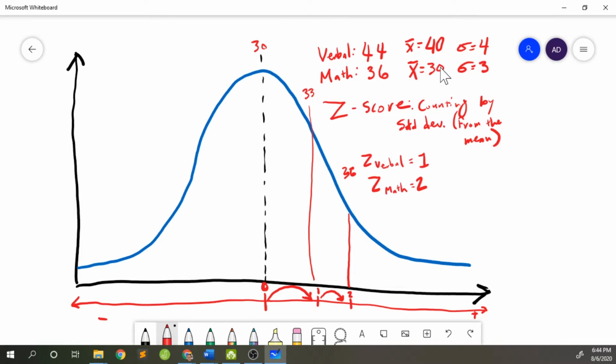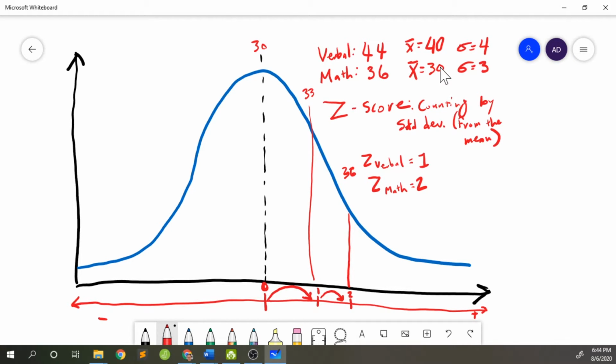If we look at how well we did compared to the group for the verbal score, we did better than a good chunk of the people. But look at our math score. We did even better than that in math. So even though they have different means and different standard deviations, we can compare how we scored in the verbal and how we scored in the math. We're able to compare apples to oranges because we've standardized them. That's all a z-score is.